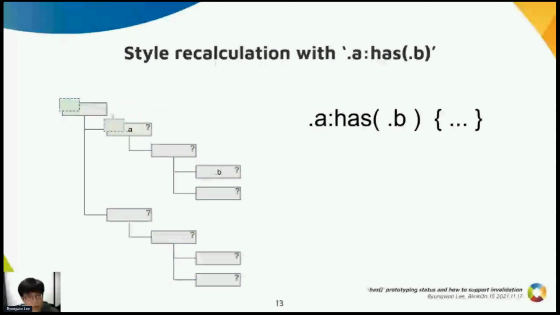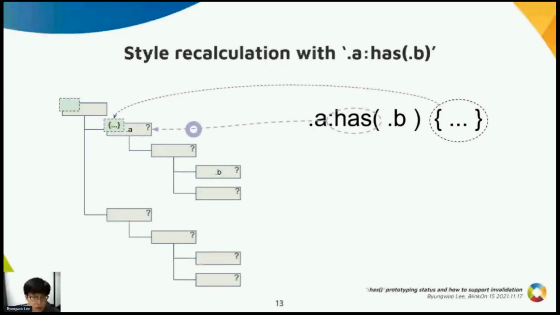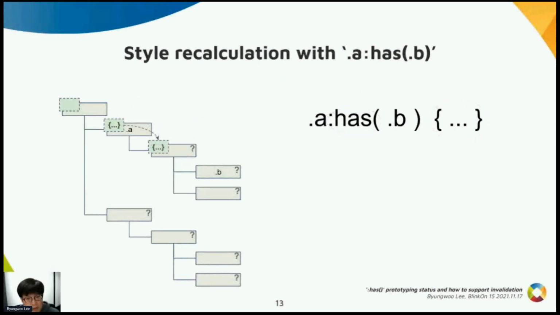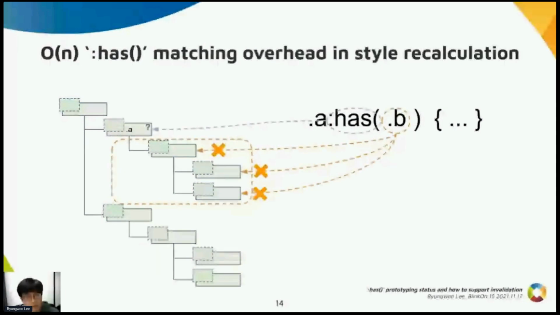The :has state of an element is true if it has a descendant element matching the :has argument selector. So in this case, this element matches a selector of this style. So the style properties in this style are applied to the computed style of this element. And like previous, some of the computed style of the element is inherited by its children.